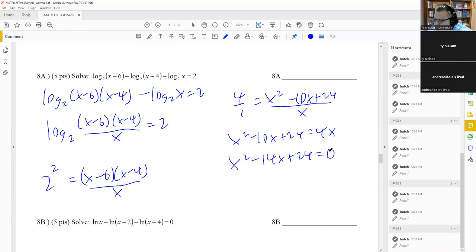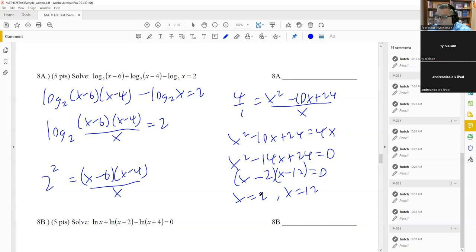And then we're going to factor it. So factors of 24 that add up to 14 will be 2 and 12. Both of those are going to be negative. When you set those equal to 0, you get x equals 2 and x equals 12. But remember, you have to check both of these by putting them into the original equation. If you have a log equation, whatever you get, you have to put it back into the original log to make sure it fits the domain.